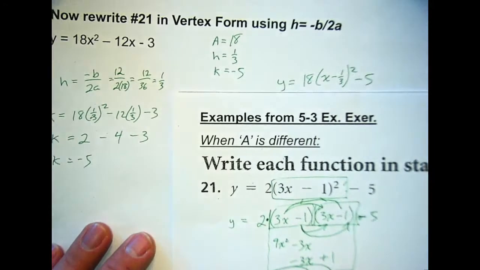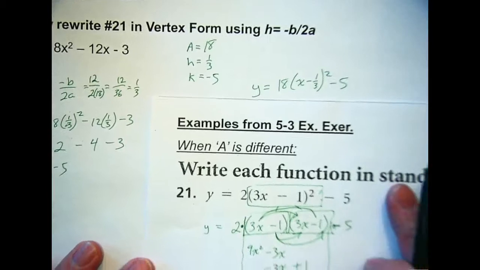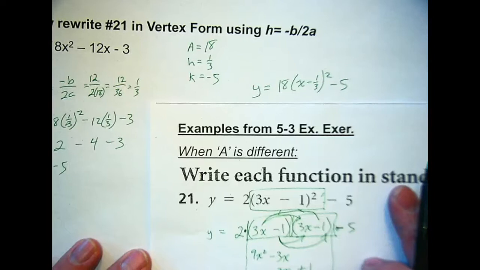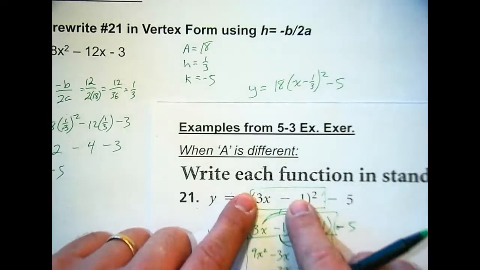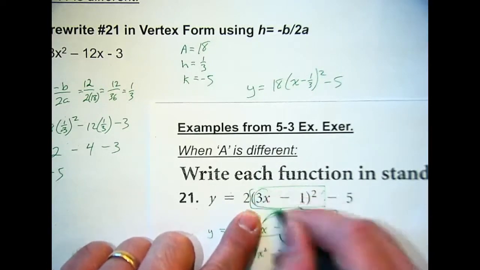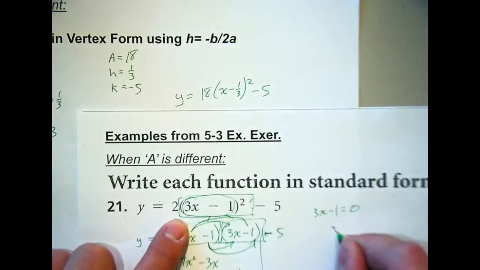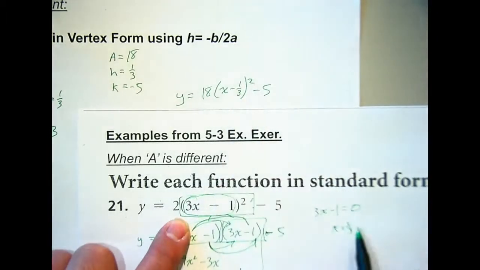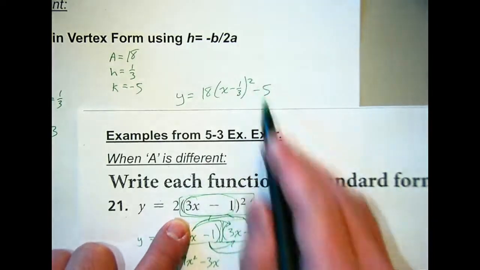When you told us to, I set the 3x minus 1 to 0, and I got x equals 1/3. Is that just a coincidence? No, that would have worked as well. If I would have initially said put this in vertex form, hopefully everyone recognized you could have set this equal to 0. You could have said 3x minus 1 equals 0 and gotten x equals 1/3, and that would have become that value. Then you could have plugged that into your equation and found k. K doesn't change, though.